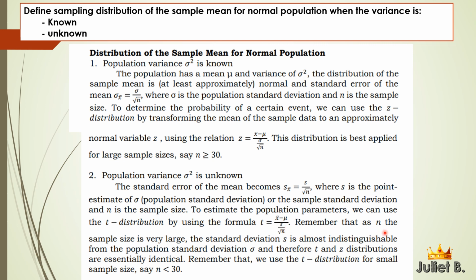Remember that as n, or the sample size, is very large, the sample standard deviation is almost indistinguishable from the population standard deviation, and therefore the t and z distributions are essentially identical. Remember that we use the t distribution for a small sample size, like say the sample size is less than 30.